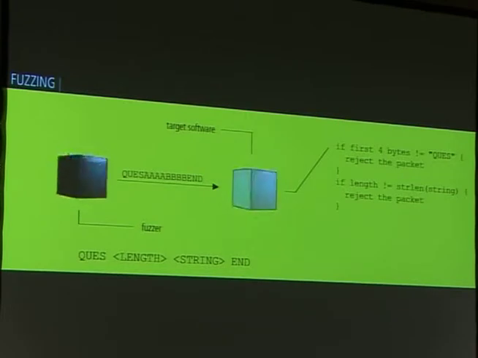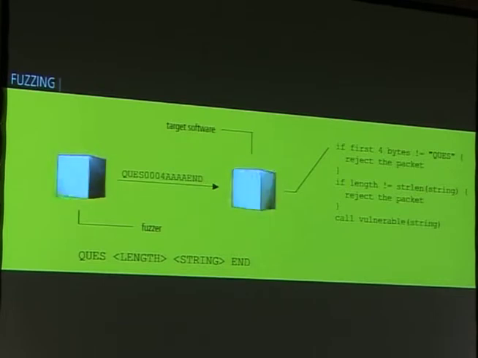If you know that it starts with "quest" and ends with the string "end", another check function checks if the length of the string is equal to the length value. Otherwise, the packet is rejected. Trying to test the strings is completely useless. If you know exactly how the protocol is, you have chances to reach vulnerable functions. This case is inspired by a remote administration software, and the flaw still exists.